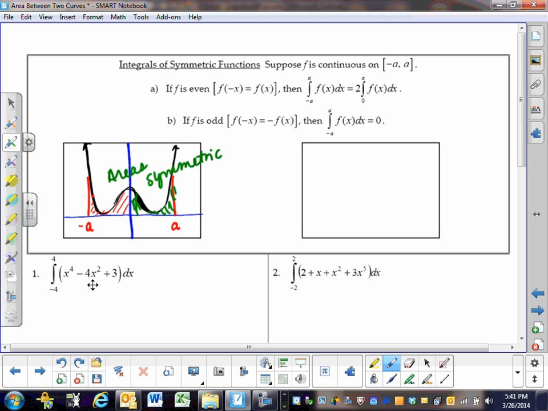So the areas are also symmetric. So that means that I could say when I have an even function that the area from negative a to a is the same as doing the area from 0 to a, so we're just doing this side and doubling it.